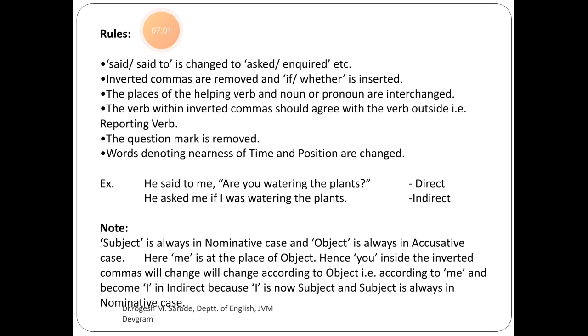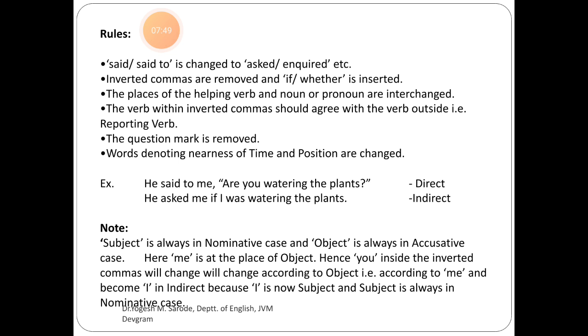Now see again the example. He said to me, are you watering the plants? This is the direct sentence. Now see how it becomes indirect. In place of said to, we put asked or inquired. He asked me. Now in place of the comma and inverted comma, as in the earlier case, here we will use if or whether. So, he asked me if.